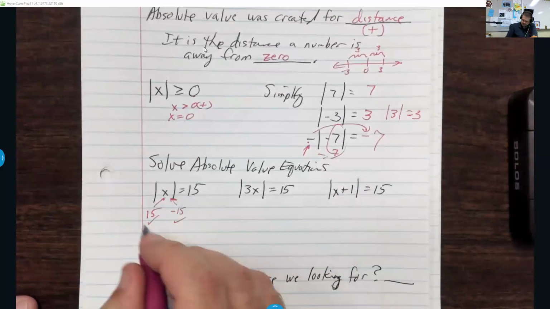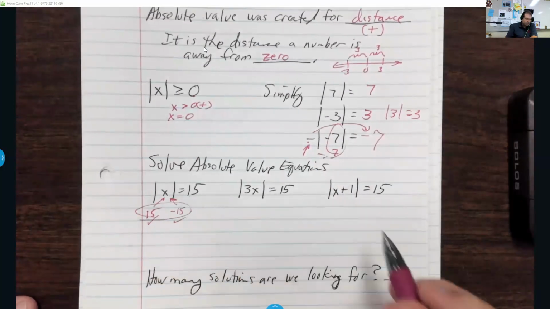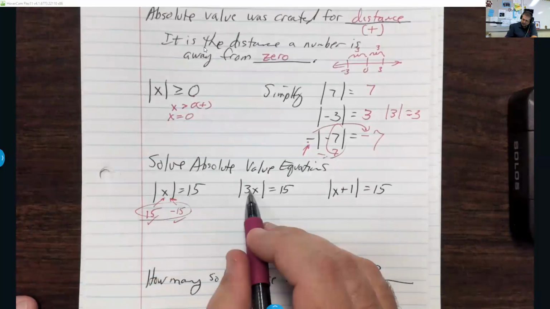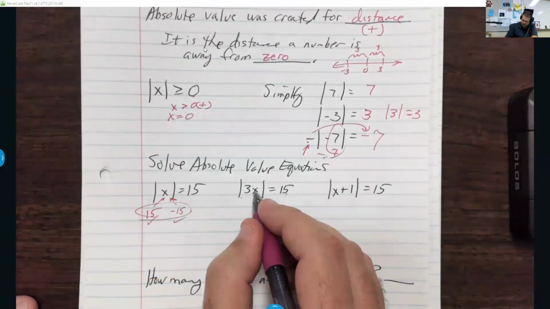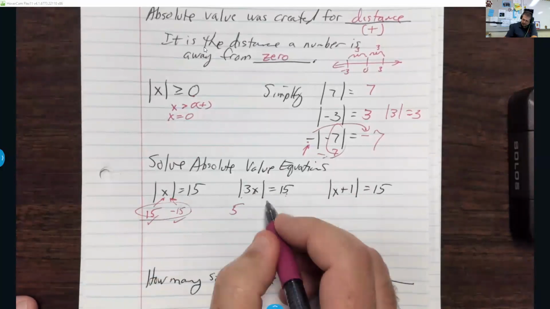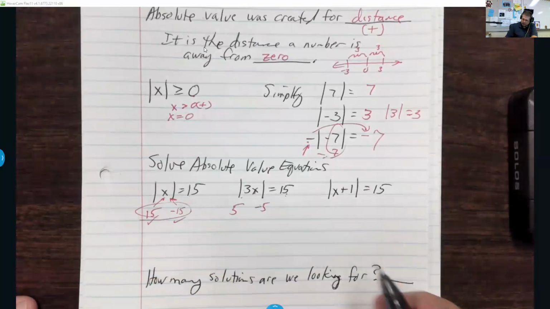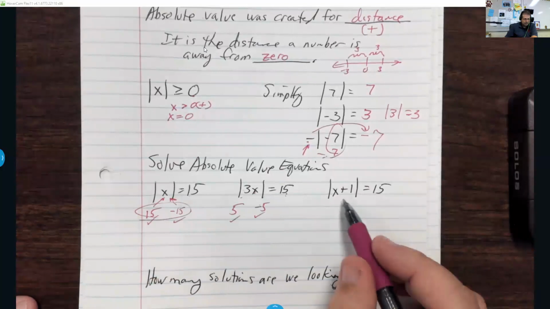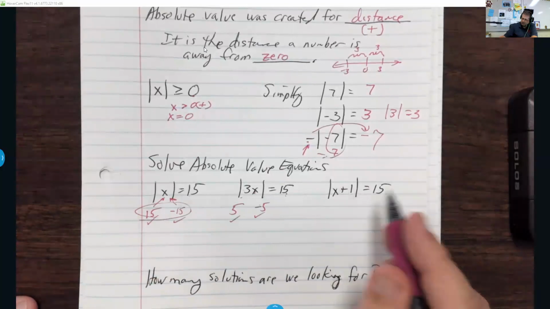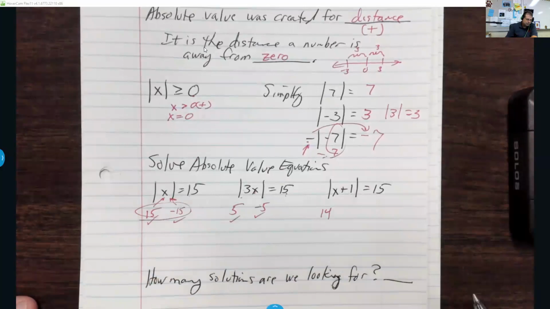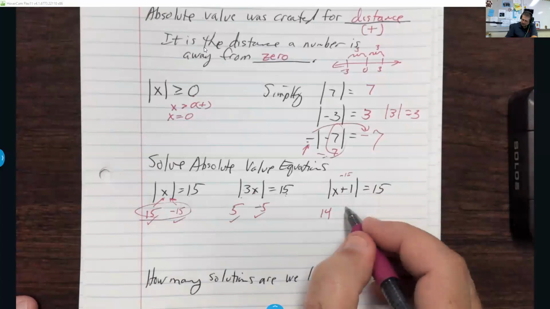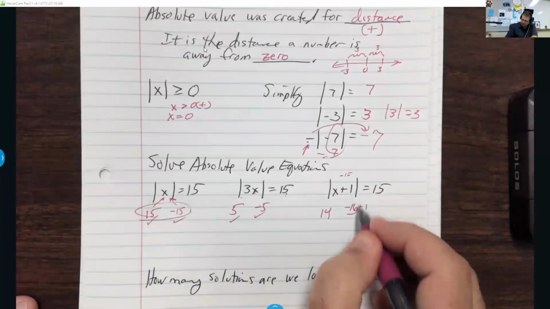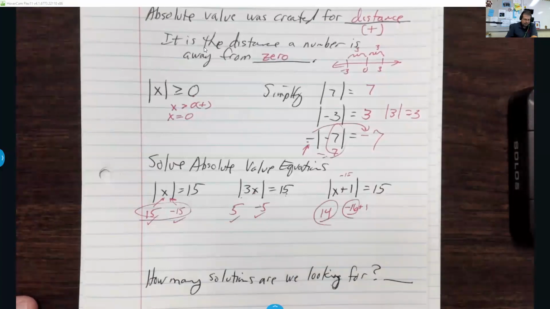Yes. Using that same idea, 3 times what would give me an absolute value of 15? Well, 3 times 5 gives me 15. That works, but also -5 would work. And even with addition: the obvious one is how can I get 15 in here? Well, 14 plus 1. And how can I get -15 inside there? Well, -16 plus 1. So -16 and 14.